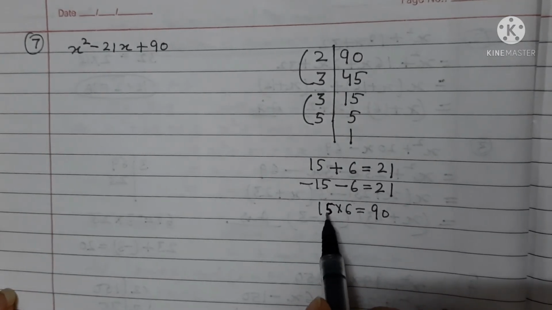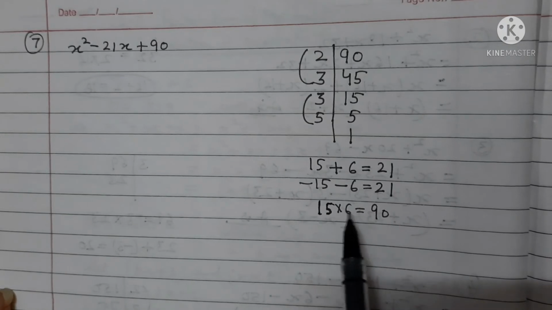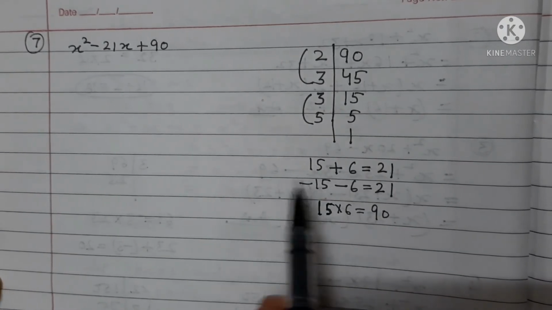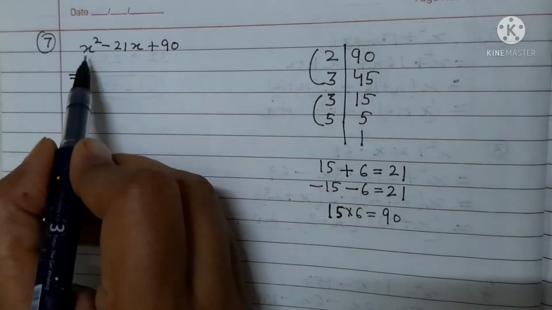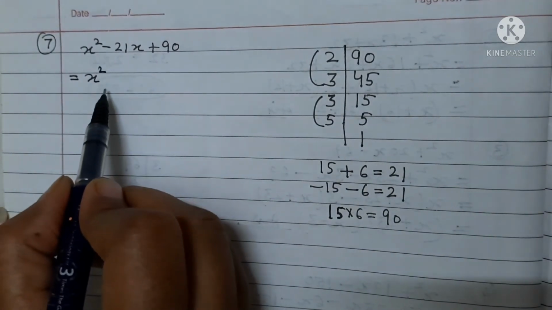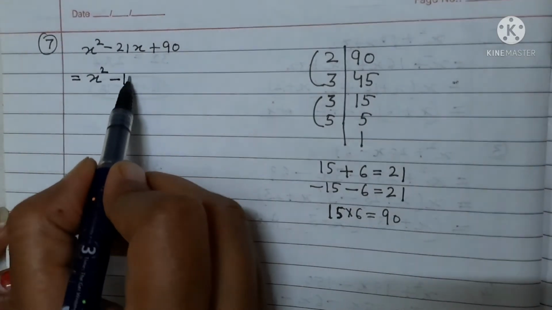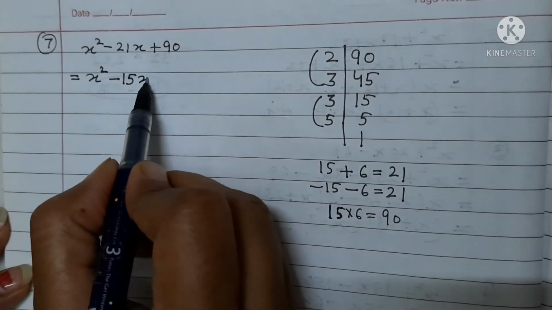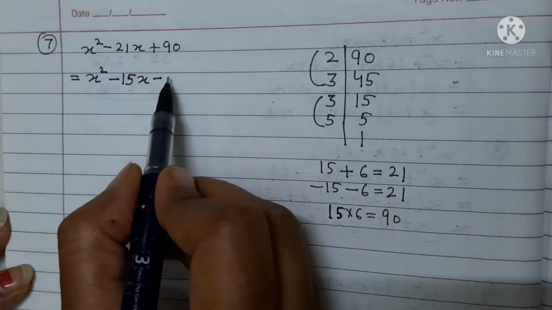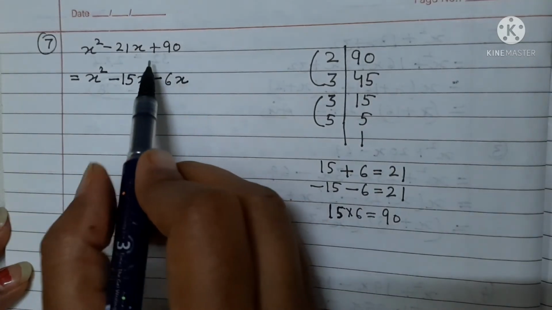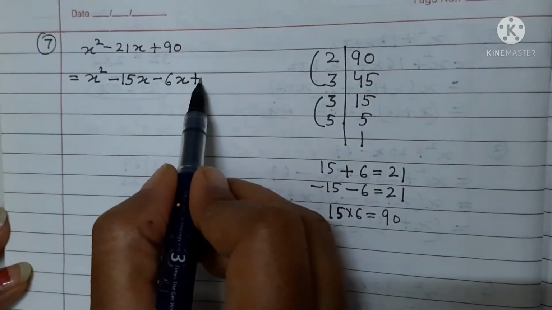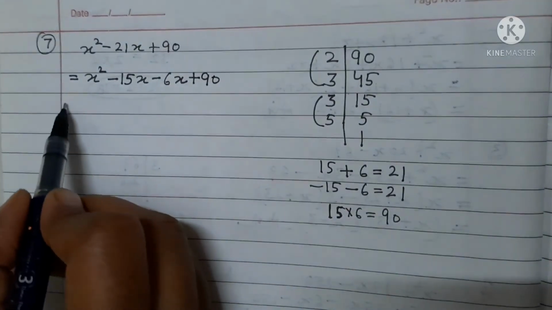So splitting the middle term is fit, and write down here x square minus 15x minus 6x. Here this is plus, so first you write plus 90.